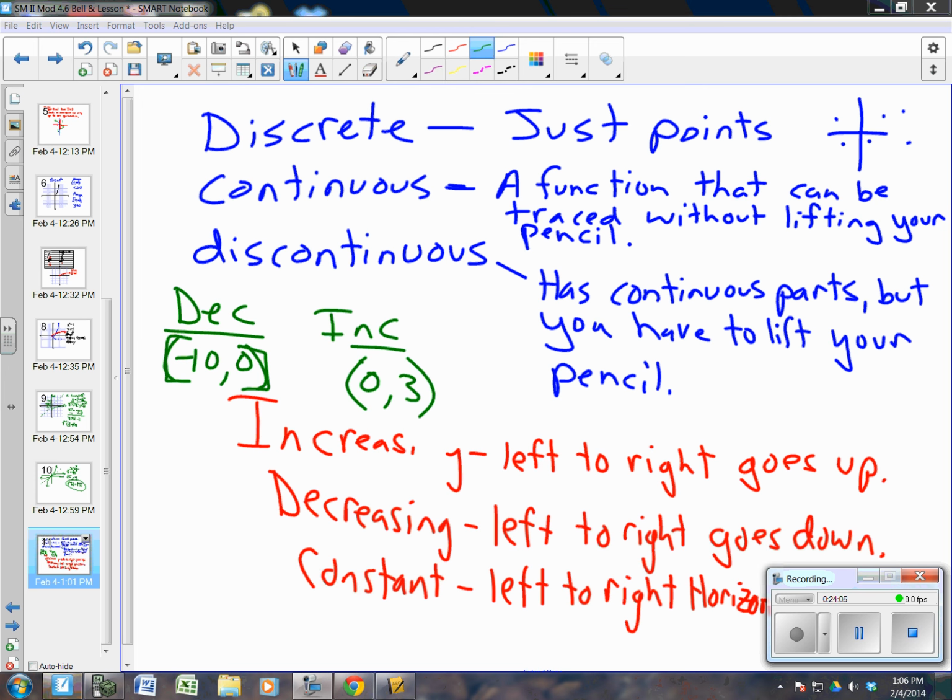Then what is it doing? Decreasing from where to where? 3 to 10, it decreases. 3, 10. Those are in brackets because it does include those points. Does that make sense how you do that, you guys?